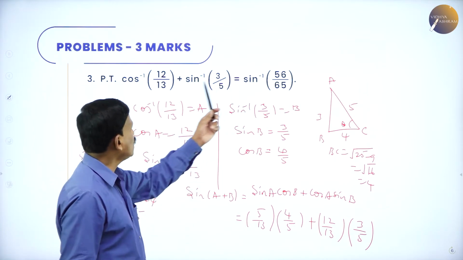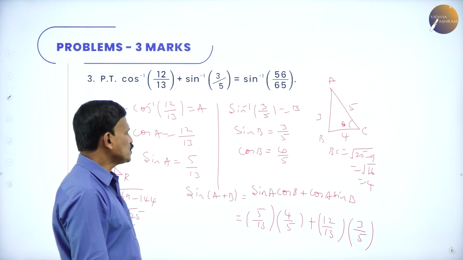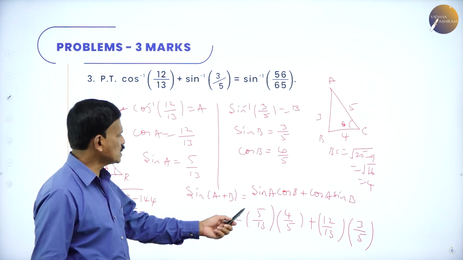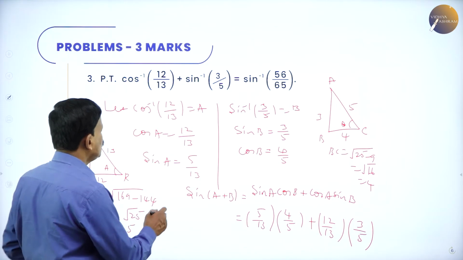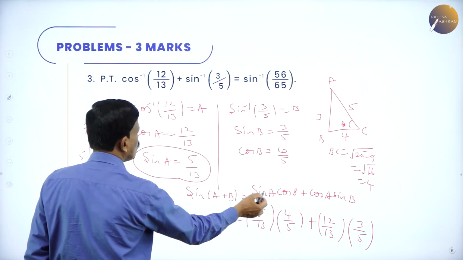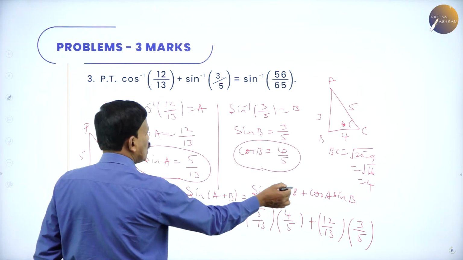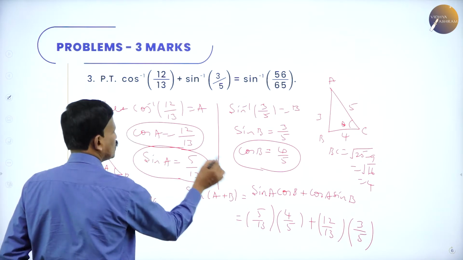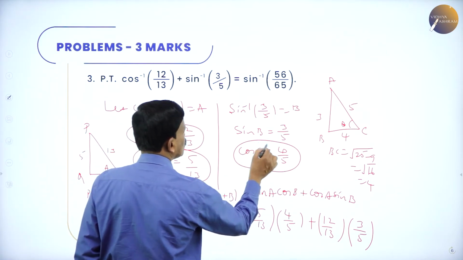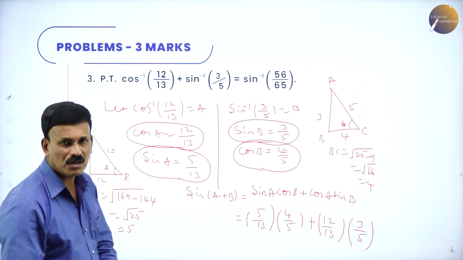Since this is sin and it is positive, take sin A plus B. Sin A plus B is equal to sin A cos B plus cos A sin B. Sin A is equal to 5 by 13 into cos B. Cos B is equal to 4 by 5 plus cos A. Cos A is equal to 12 by 13 into sin B. Sin B is equal to 3 by 5. Simplify this, you will get the answer.